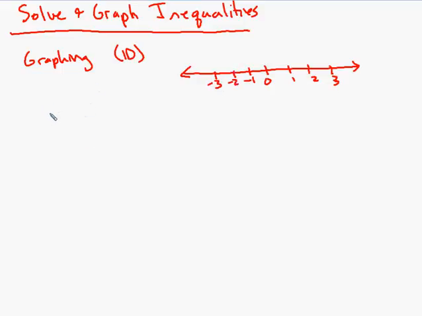And let's say I want to graph x is less than 2. So I want all the numbers that are smaller than 2. Now notice it can't be equal to 2. It has to be less than 2. So we're going to use an open circle.